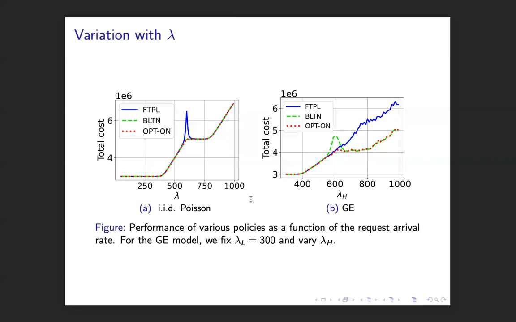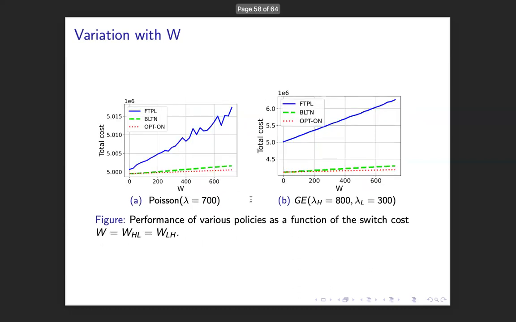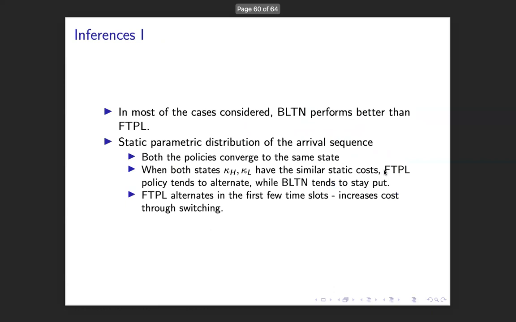We see that BLTN and optimal online policies perform roughly equivalently. However, FTPL tends to falter in some places. The time average cost can be observed to be extremely good for BLTN versus FTPL. FTPL tends to falter in the beginning because it's a very exploratory policy, whereas BLTN tends to stay put. FTPL and BLTN under the Gilbert-Elliott model have a consistent total cost difference.